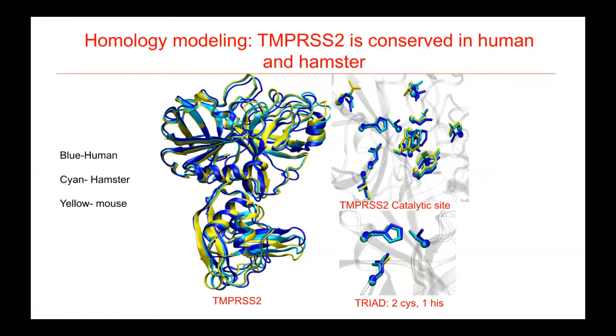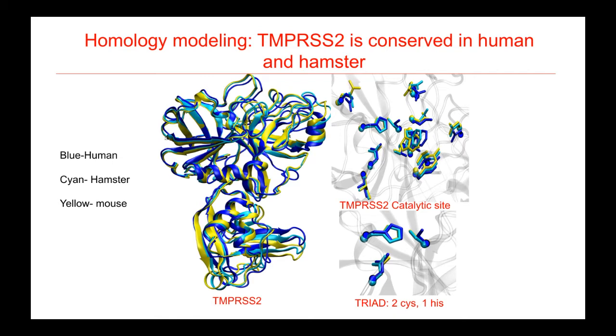So what we wanted to understand first, we tried to do with these three major proteins. One is TMPRSS2, second is ACE2, and third is NRP1. Based on homology modeling, we wanted to understand whether they are very similar between the hamster, mouse, and human. Here you can see the blue is the human, cyan is the hamster, and yellow is the mouse.